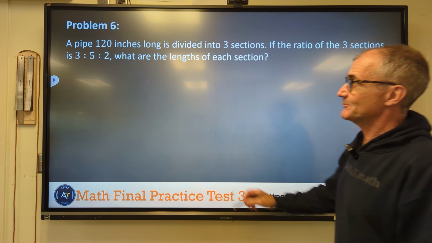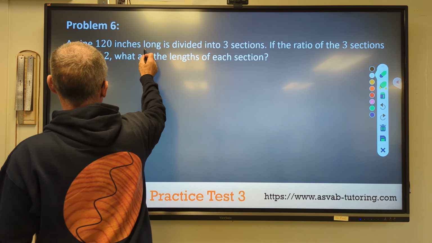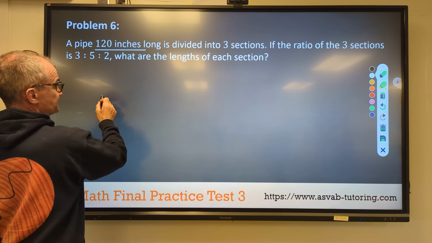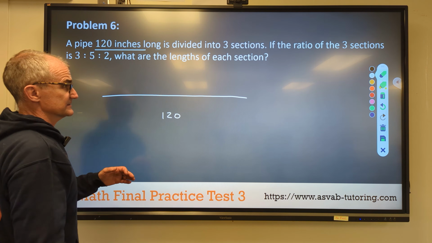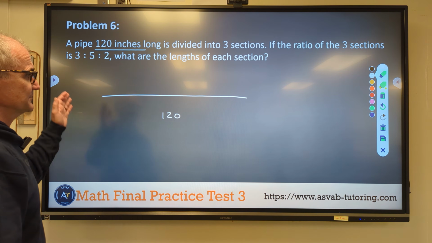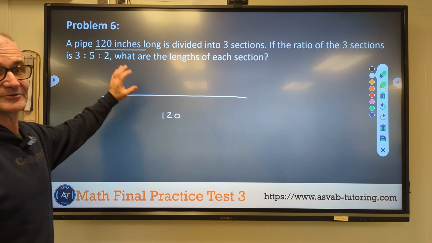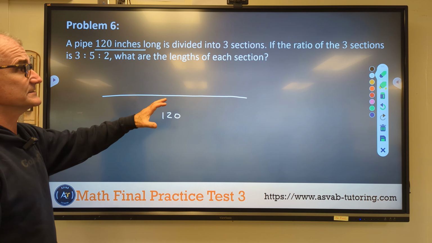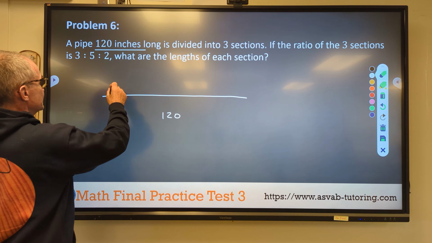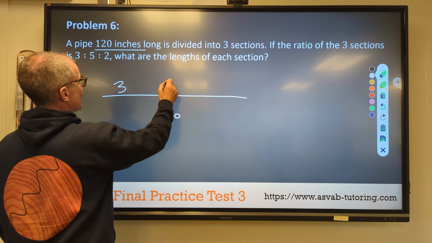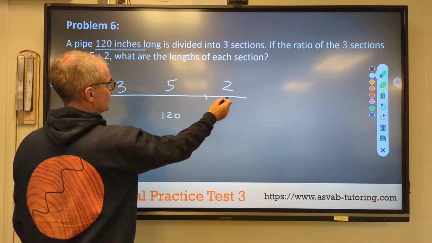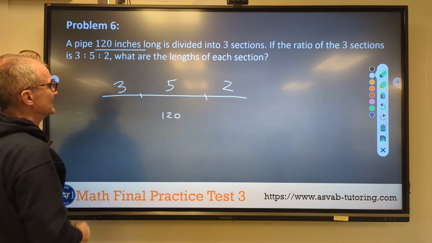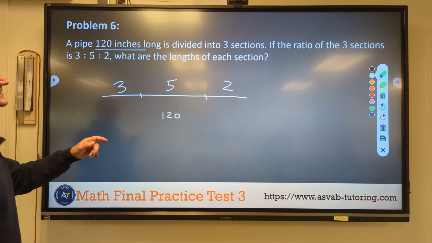Problem number 6. A pipe 120 inches long is divided into 3 sections. Okay, so I'm splitting this pipe up. I got a picture to represent my words. The ratio of the 3 sections is 3, 5, and 2. So this is long, that's short, and that's a little bit longer. What are the lengths of each section?